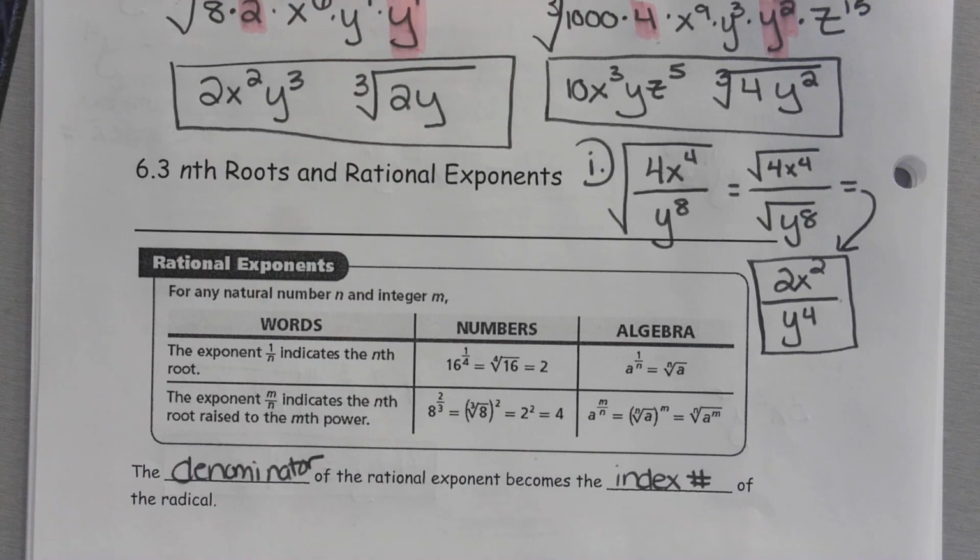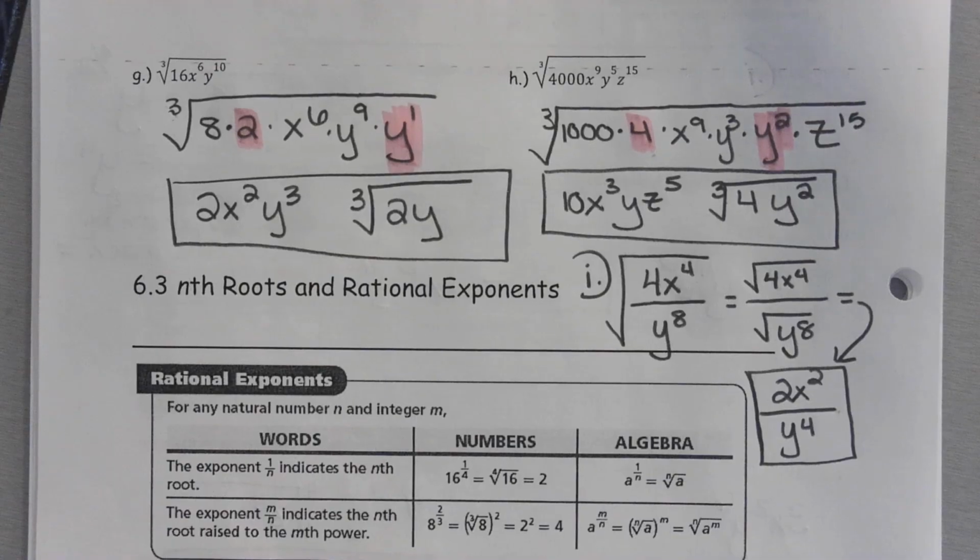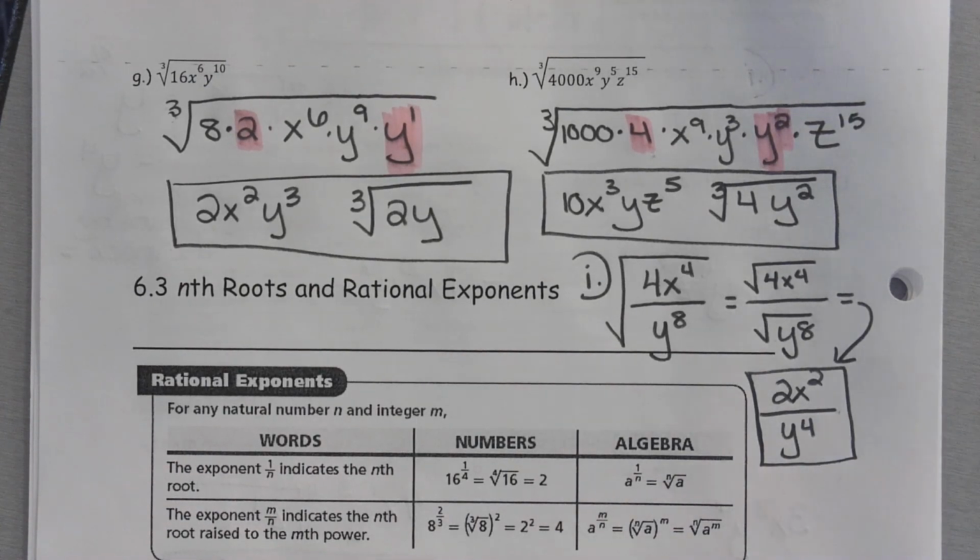How are we doing? Okay? I think the highlighting helps. I've never done it that way before, where I've highlighted the stuff that stayed under the square root, and I think that might help. Let's see what you guys think.